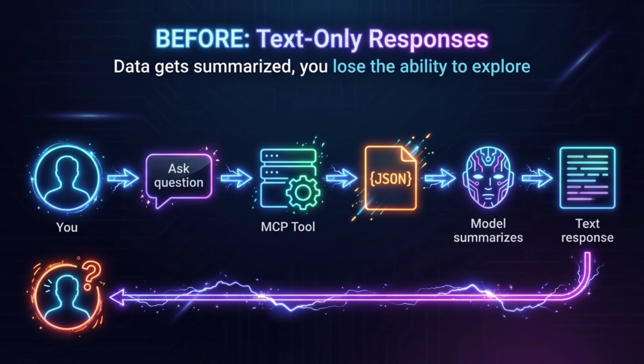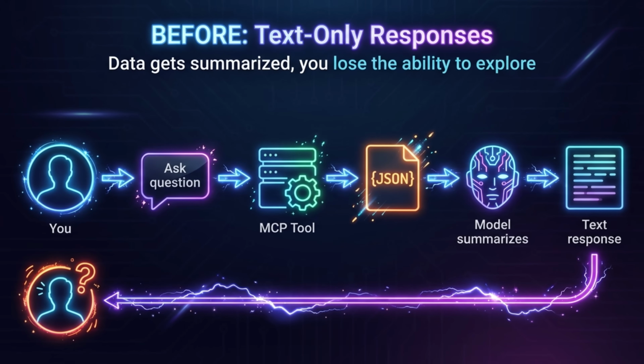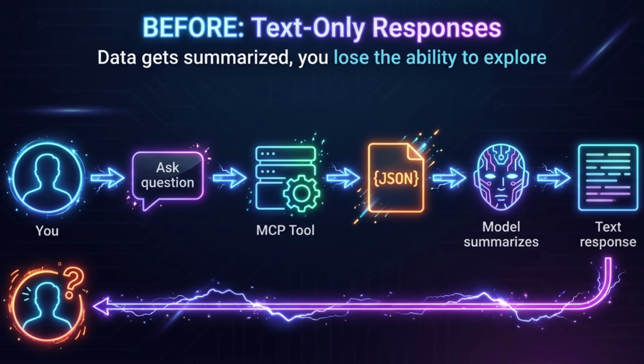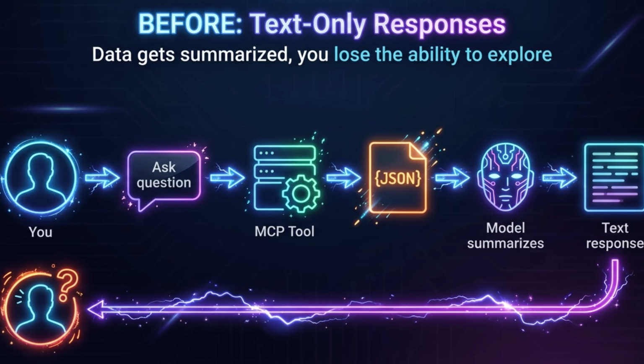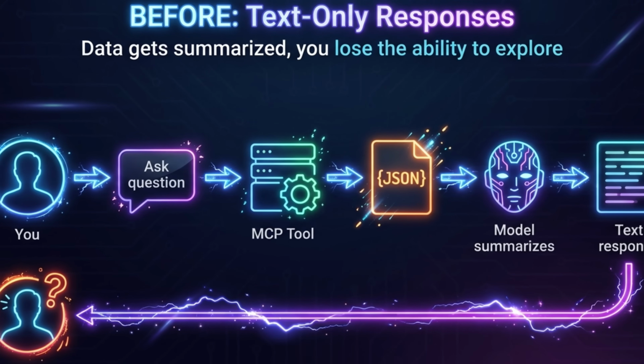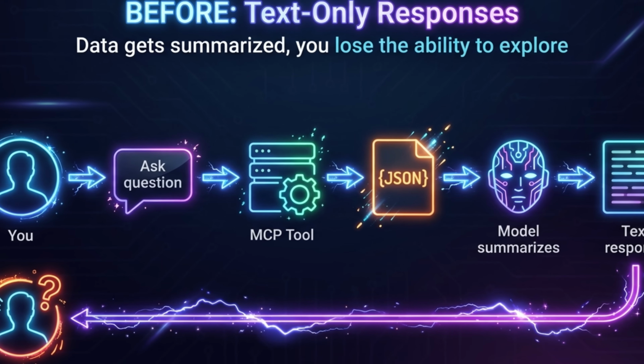All right. So let me explain what problem MCP Apps actually solves and how it really works under the hood. So before MCP Apps, here is how the tool responses would work. You call an MCP tool, maybe it queries your database or it calls an API. The tool actually returns data, usually JSON. The model then summarizes that data in text, and then you read the summary, right? And that works fine for simple things.